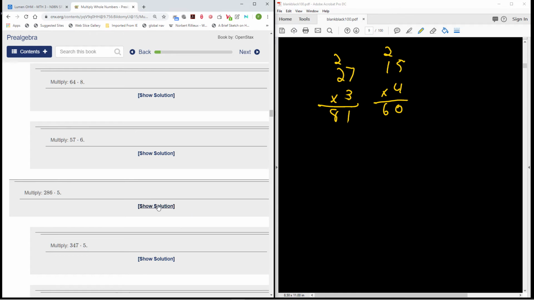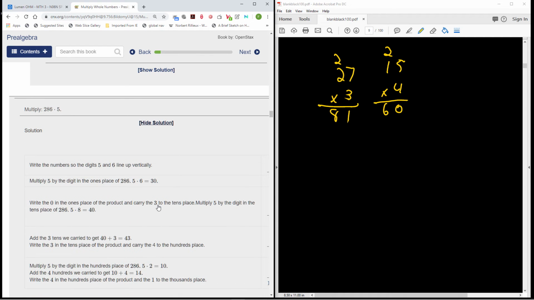Now we have multiplying. We have 286 times 5. So I have 286. 5 times 6 is 30. 5 times 8 is 40, plus 3 is 43. 5 times 2 is 10, plus 4 is 14.